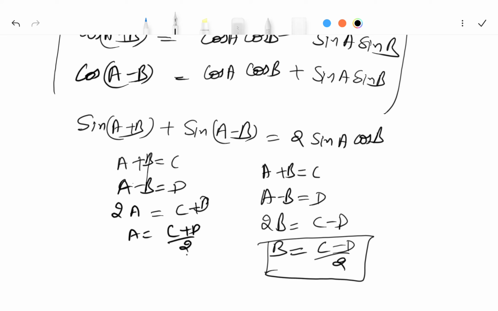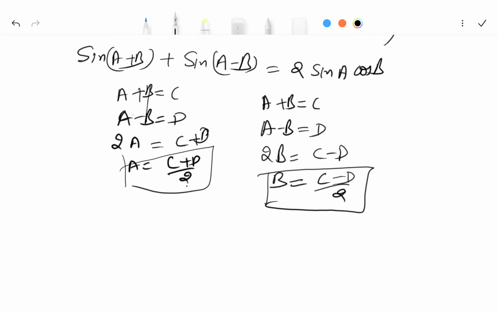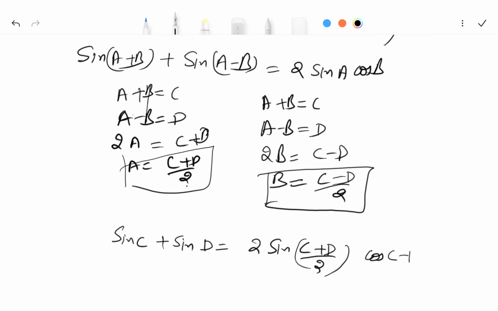So I have to use these things. I have to substitute here. A plus B is equal to C. Sine C plus sine D is equal to 2 sine (C plus D) by 2 cos (C minus D) by 2. I have derived the next formula.